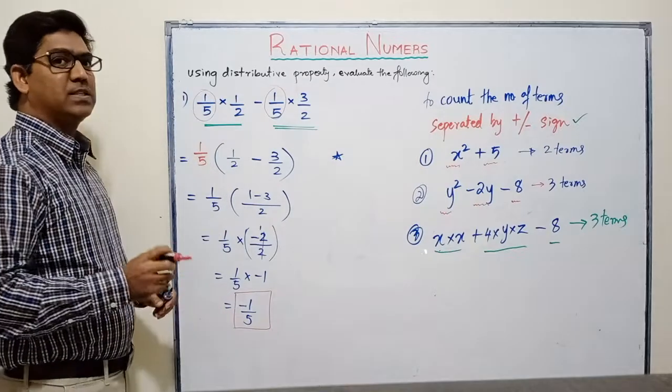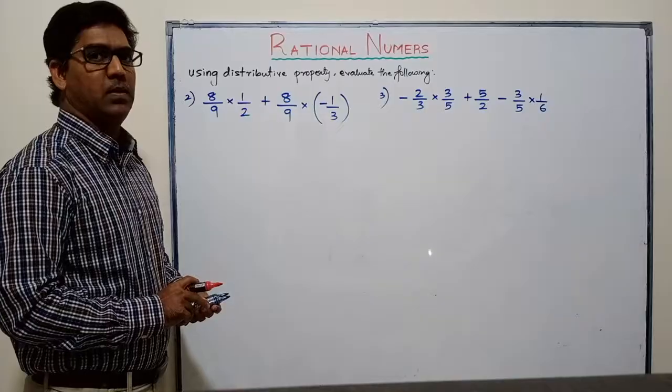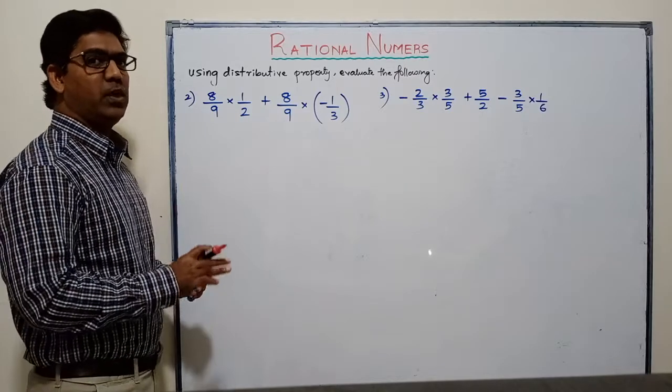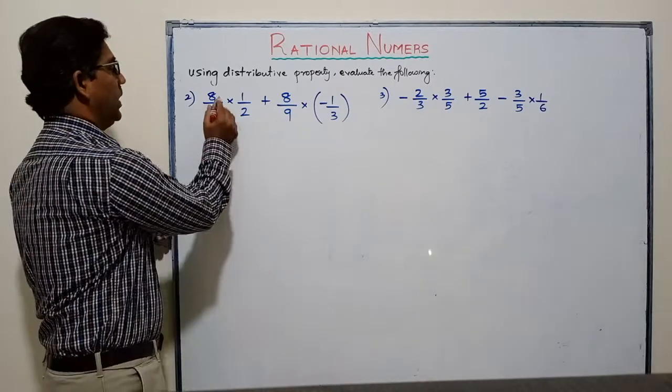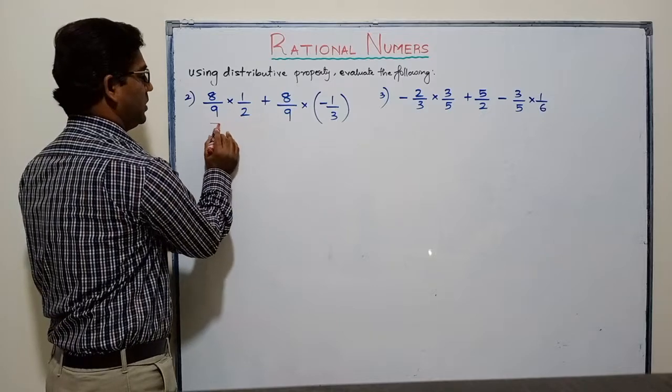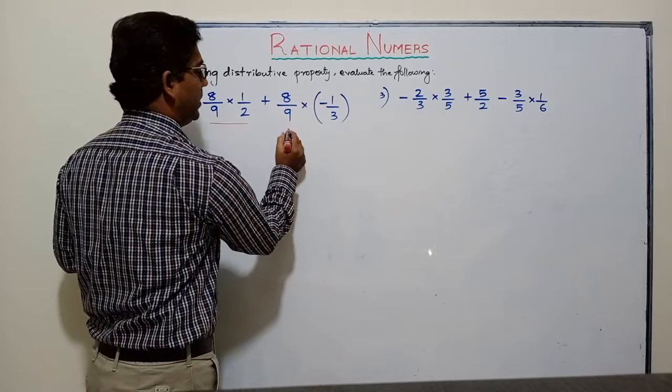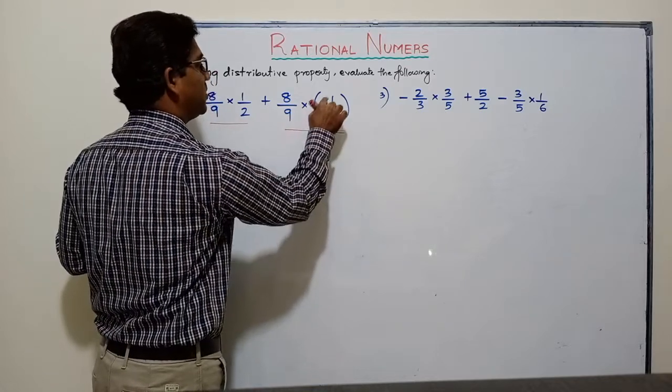Okay. Now let's come to example 2. Again, step 1 will be to identify the number of terms. So 8 upon 9 into 1 upon 2. This is my first term. Then there is a plus sign. The second term is 8 upon 9 times minus 1 upon 3.